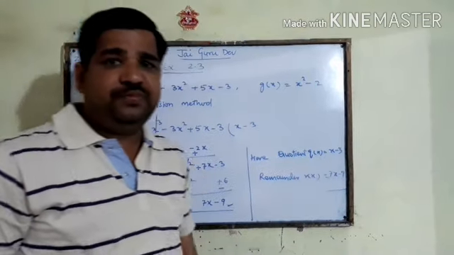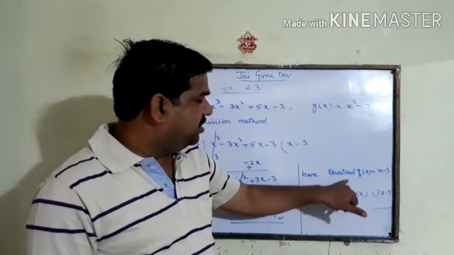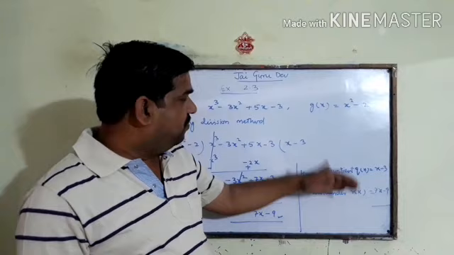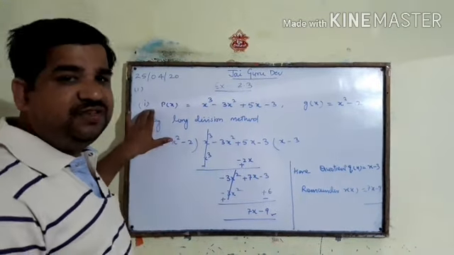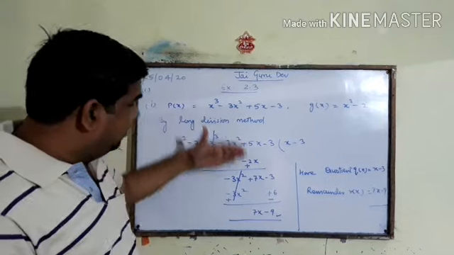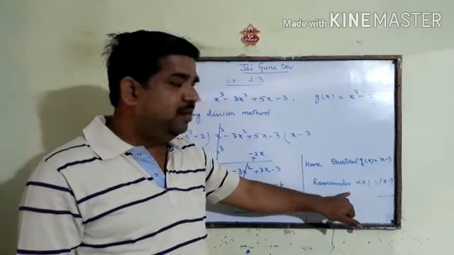Similarly, we can find the quotient and remainder polynomials for the remaining parts of the first question. Use the same method and find the value of the quotient polynomial and remainder polynomial.